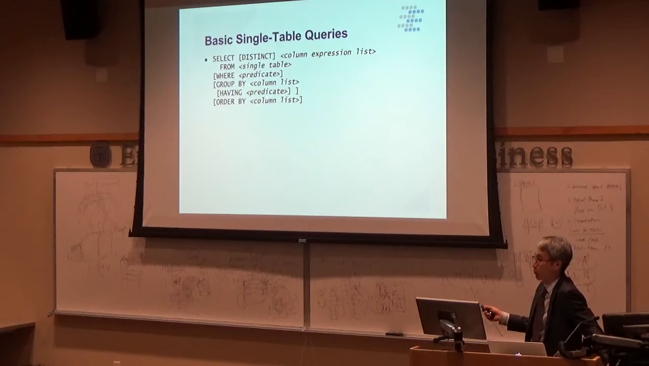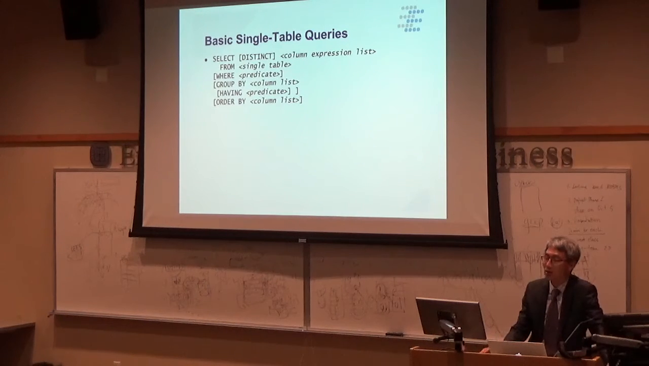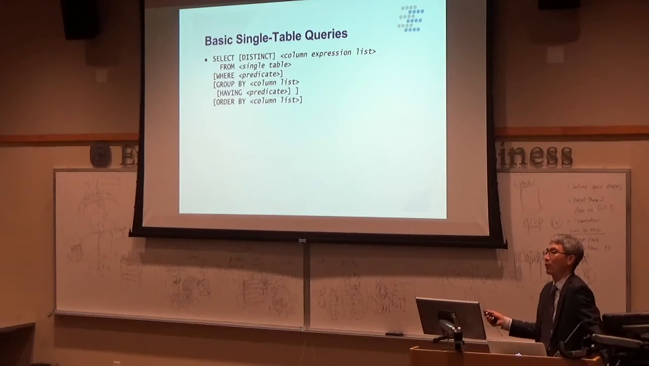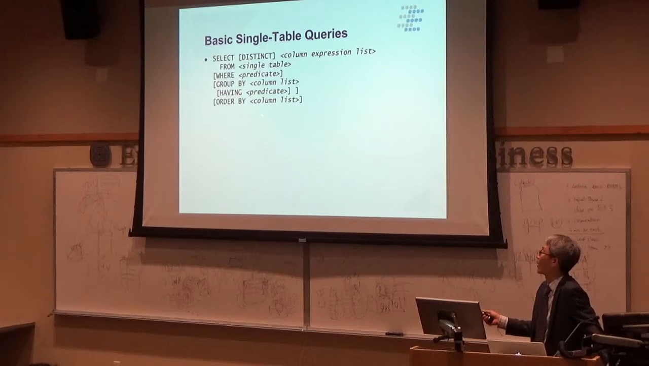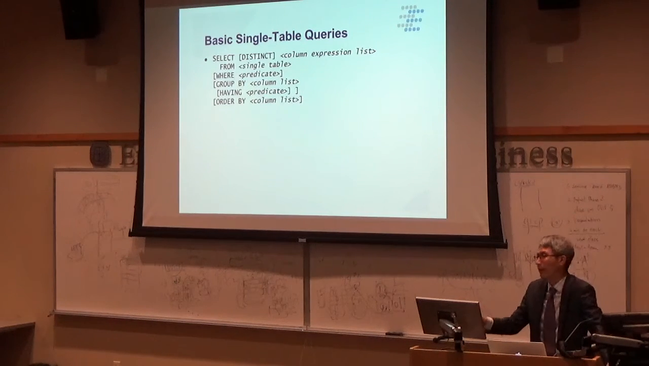Where is a condition for the join and the selection. Group by is a grouping factor, having is a condition for the group by, and order by is the ordering. So even order by is the same thing. When you are using group by or order by, definitely you need to sort the data.